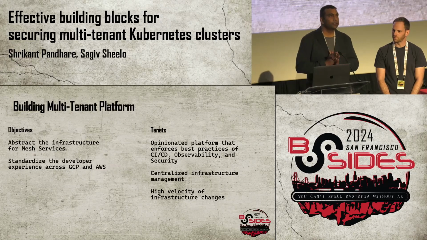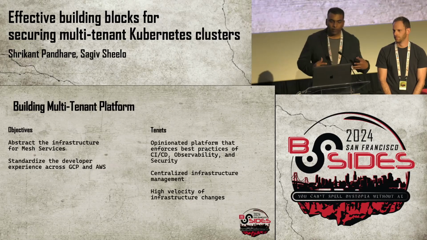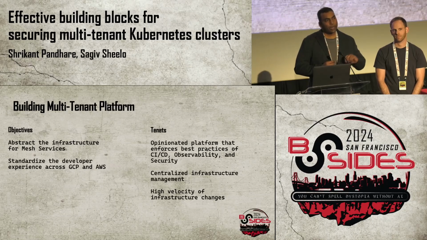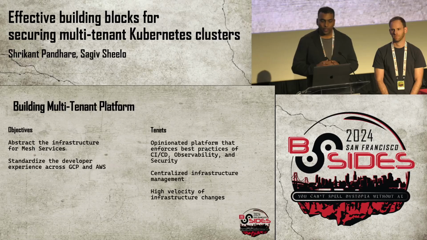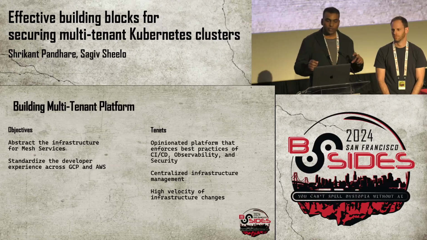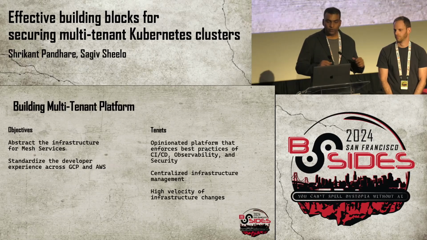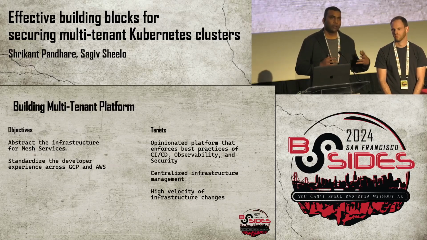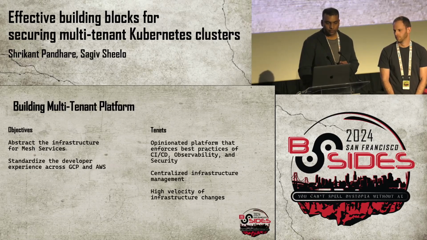So what was the problem statement for us? To build a multi-tenant platform that works on multiple public clouds. And the primary objective is constructing an abstraction that provisions all the Kubernetes primitives for multi-tenancy and standardizes the developer experience across multiple clouds. Basically, we use Google and AWS.